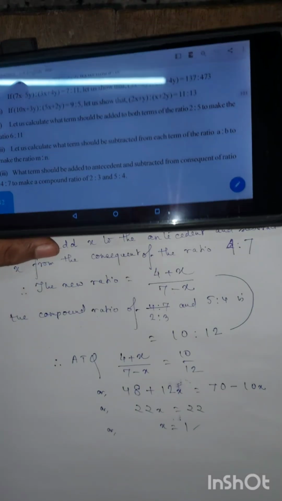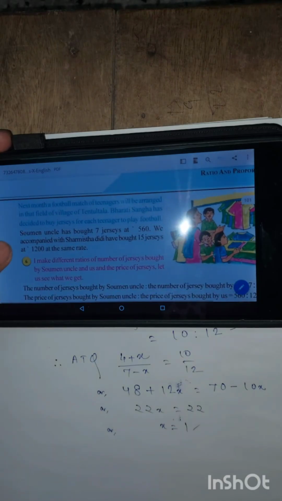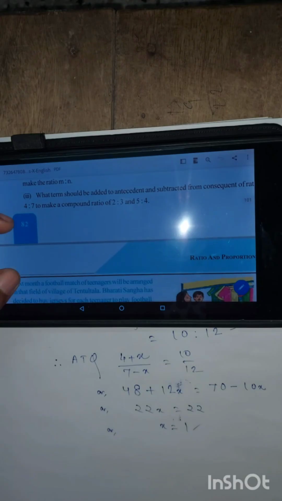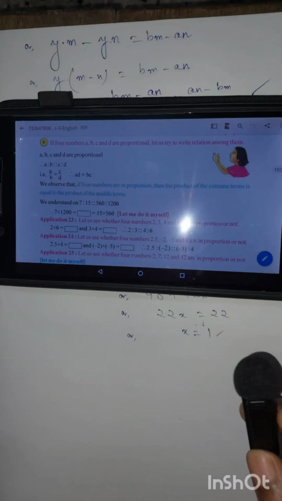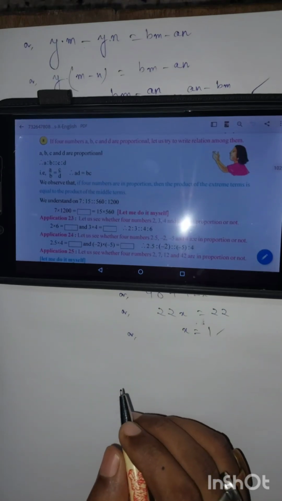Now let us proceed to the next question. Okay, so this exercise is over. Let us come to the topic of proportion.